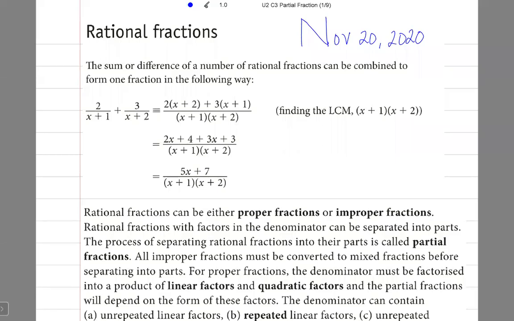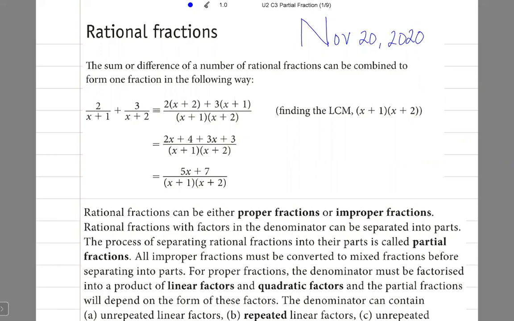All right, so November the 20th, 2020, we're looking at partial fractions. So we're going to start by talking about rational fractions. This says the sum or difference of a number of rational fractions can be combined to form one fraction in the following way. So everybody knows how to add a fraction.